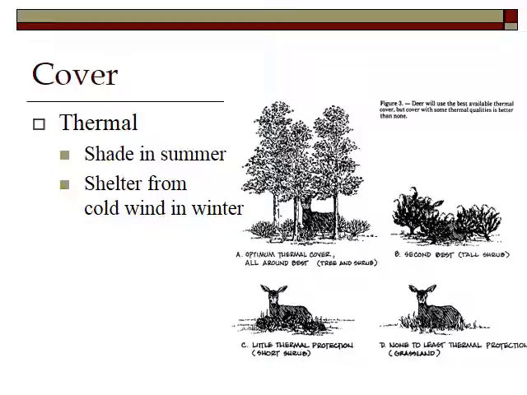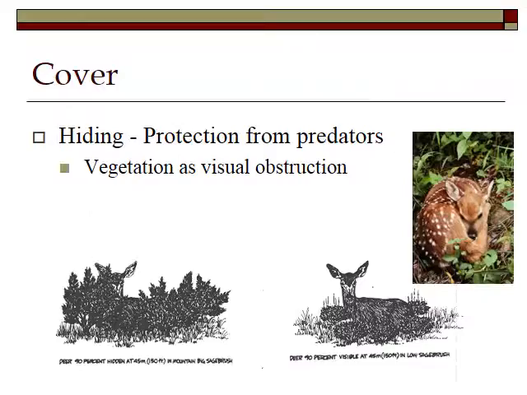Next element of habitat that we'll talk about is cover. Remember, cover is important for two different reasons. One is thermal cover, shade in the summer, shelter from the cold in the winter. Both of those attributes help make an animal comfortable based on the abiotic aspects of their environment. So here are 3 figures from a publication out of Canada where it describes the thermal features of cover. Cover is also important as habitat to protect from predators.